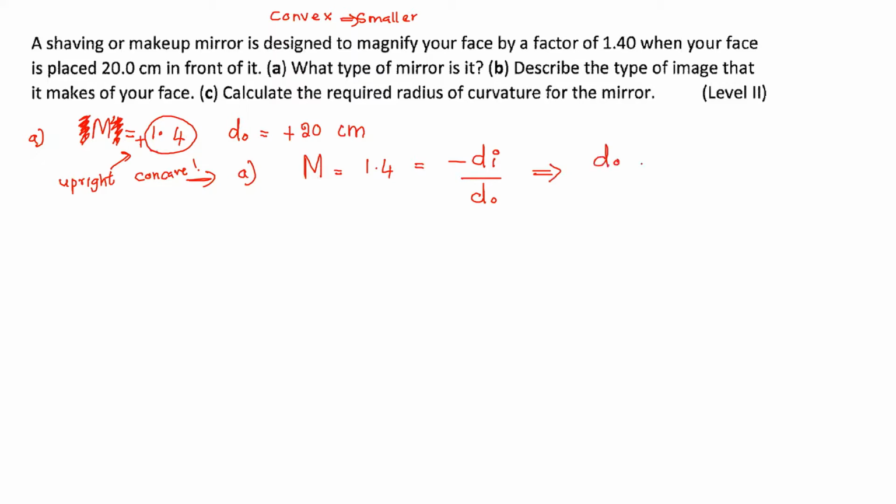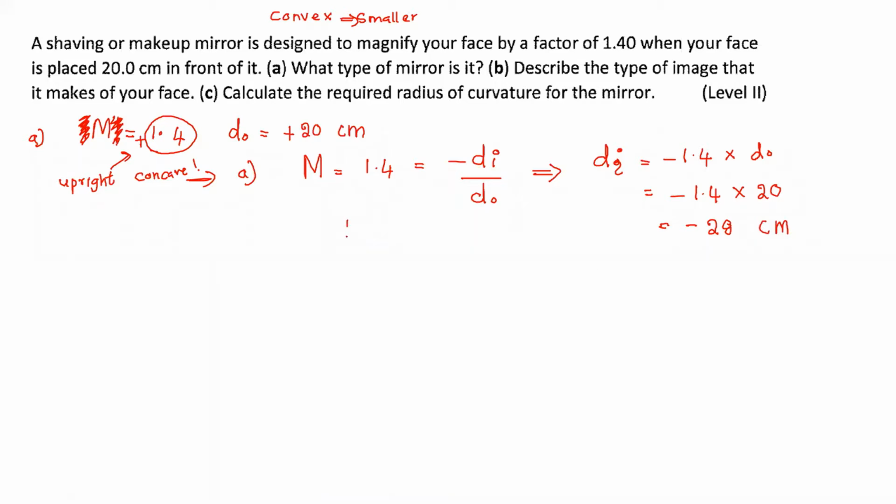So from this we can get the value of di. Di is 1.4 times d naught, minus, right? We have to take this minus to the other side. So what do we get? 1.4 times 20. So I got negative 28 centimeters. So we have the value of di.